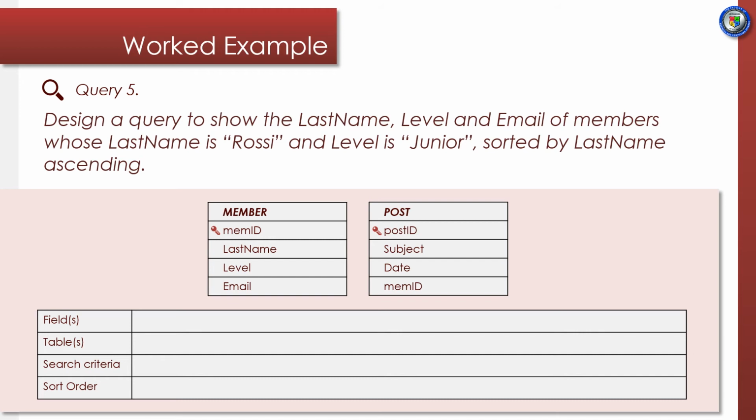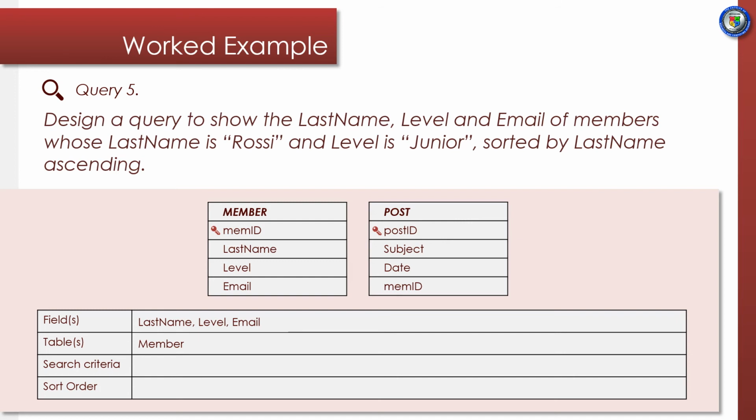Again, what are the fields or entity attributes that we want to see? In this case, it will be last name, level, and email. Where do we find that information? We find this information within the members table. But again, we must remember that we are using other pieces of information within our search criteria. Last name and level as well. So we check where these pieces of information come from. And both come from the members table.